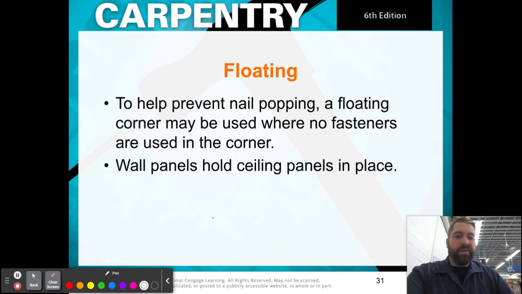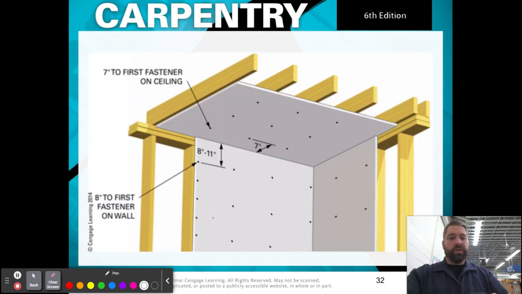So to help prevent any nail popping, a floating corner may be used where no fasteners are used in the corner. Wall panels hold the ceiling panels in place. So this is what we talked about, why you install the ceiling first. So you could see in this instance that we're running 90 degrees with the joists. There's no fasteners in this corner, right?